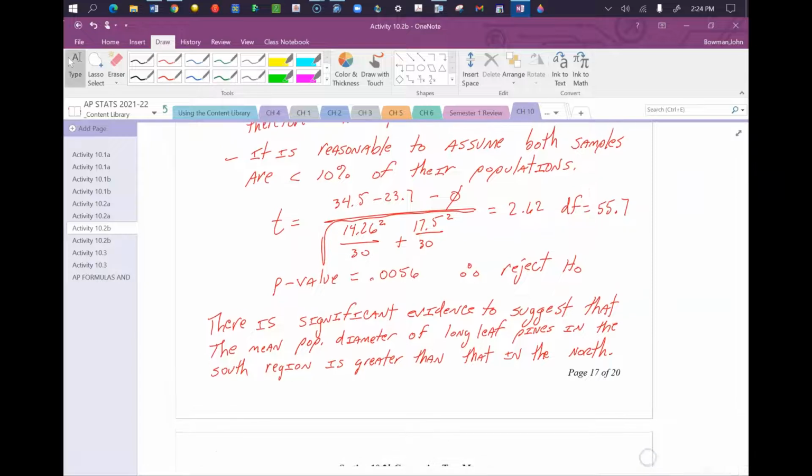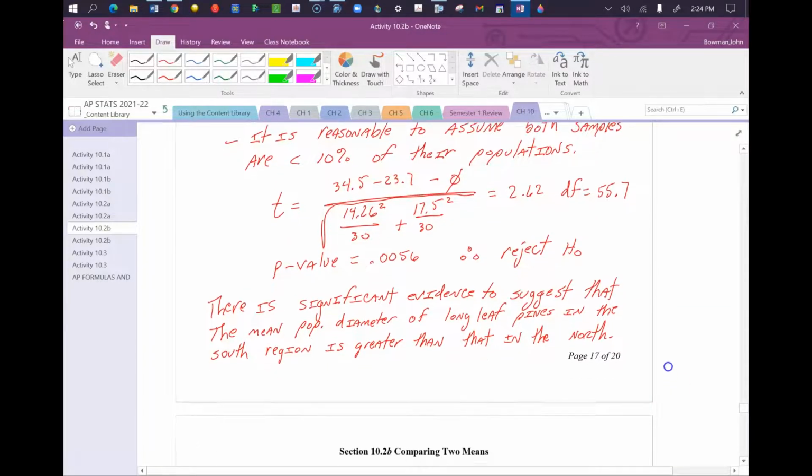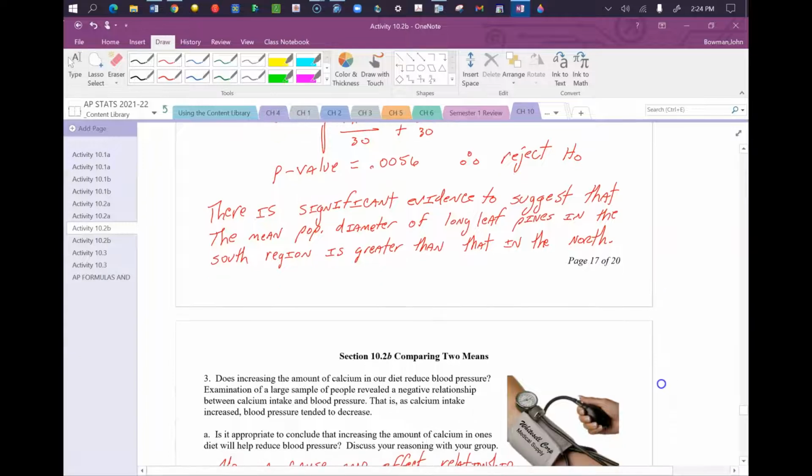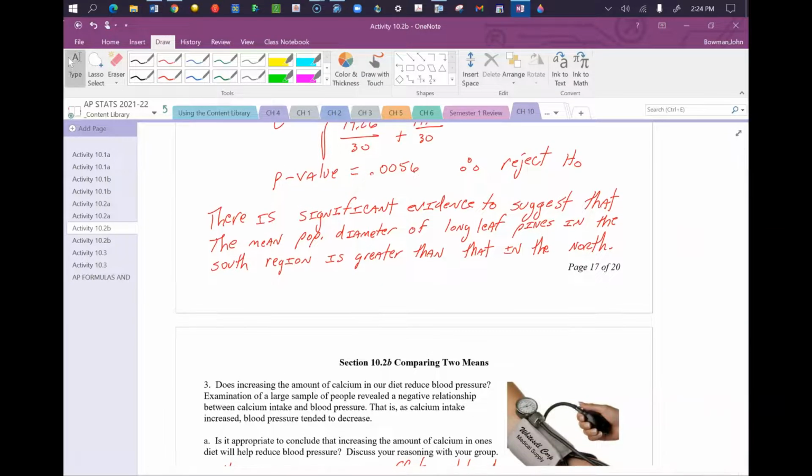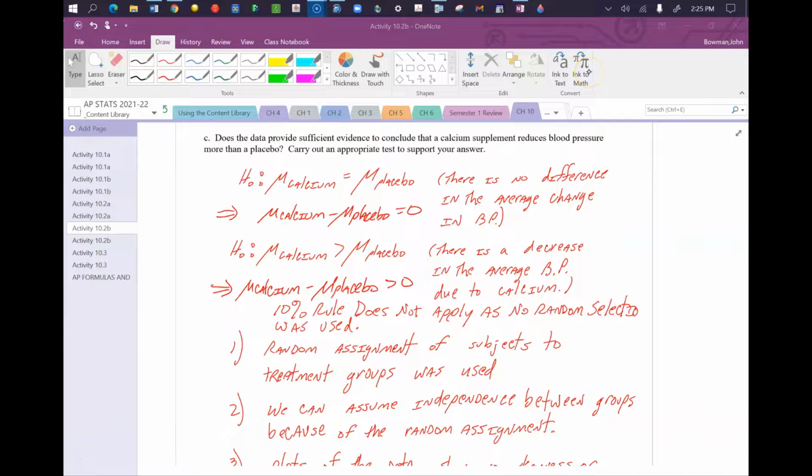If you would like to do yet another example, you can pause the video here and do problem number 3, and then I will go through the answers with you when you're done. In this particular experiment, the subjects were either treated with a calcium pill or a placebo, and then they measured the average decrease in their systolic blood pressures.